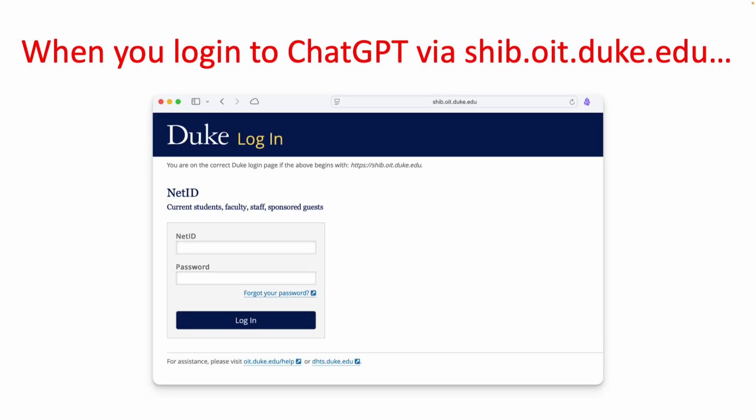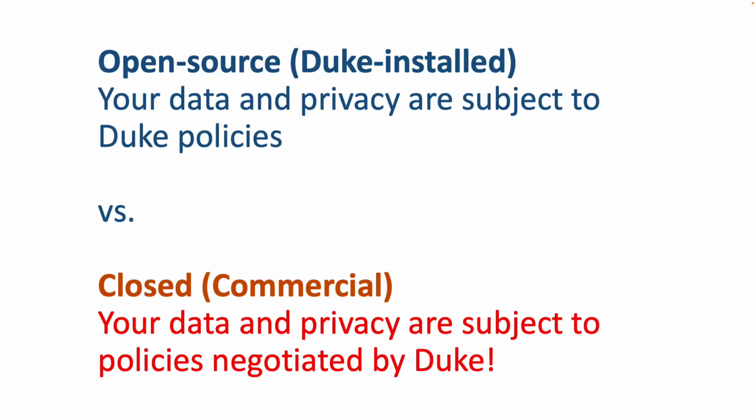The relationship between Duke and OpenAI means that we can access OpenAI through Duke licenses. This means something very important that's worth taking a moment to mention. When you log in to ChatGPT via Shibboleth using your NetID, something very important happens. Your data and privacy are no longer subject to OpenAI's policies. Your data and privacy are subject to policies negotiated by Duke.